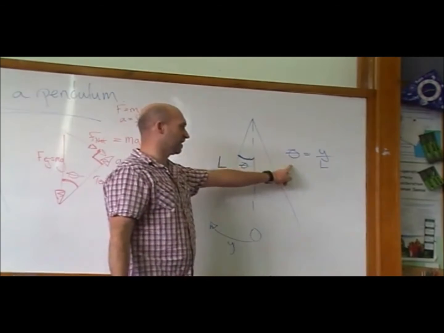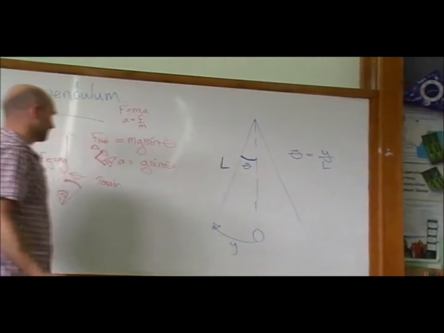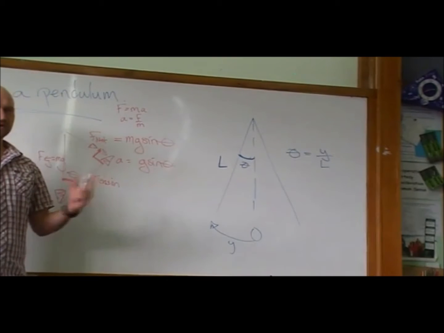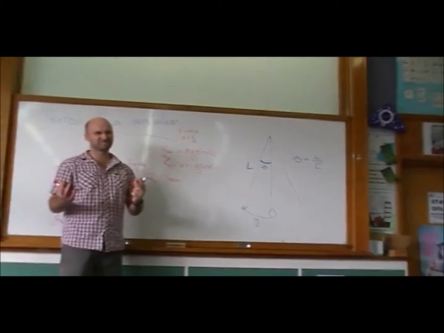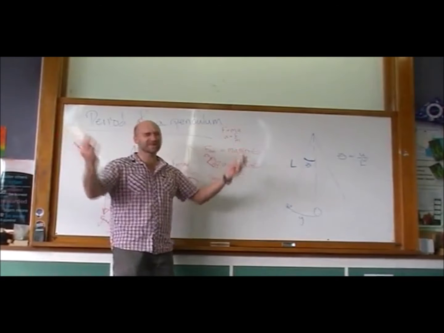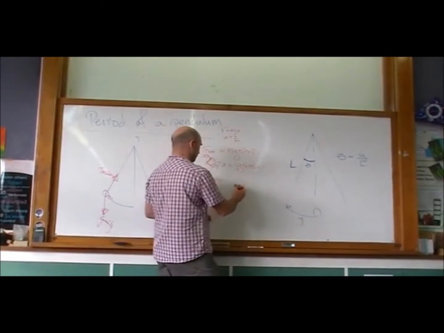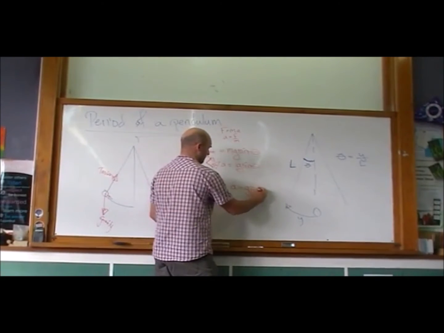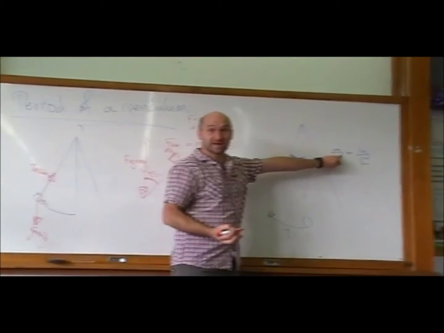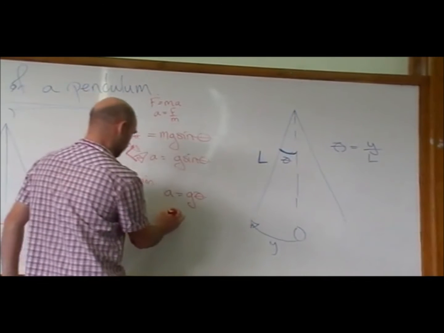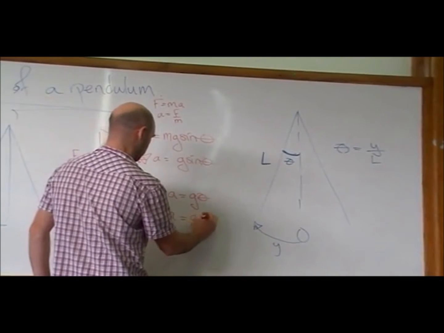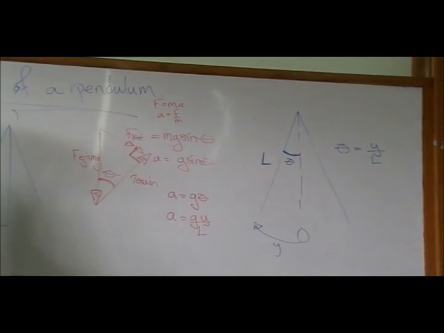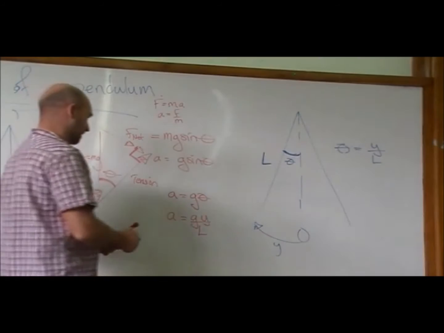And so we know that theta is y upon L, and some of you might remember that when the angle's really, really small, theta and sin theta are the same thing, right? And so acceleration, we can just call it g theta, and theta is y upon L. So we've got acceleration is g y upon L.